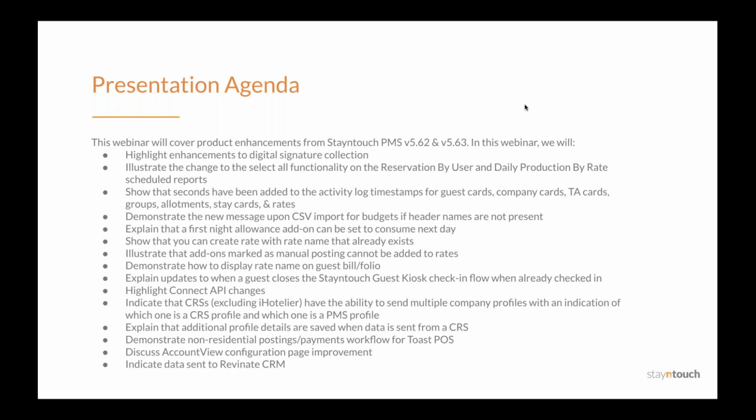in, highlight Connect API changes, indicate that CRSs, excluding iHotelier, have the ability to send multiple company profiles with an indication of which one is a CRS profile and which one is a PMS profile. Explain that additional profile details are saved when data is sent from a CRS, demonstrate non-residential postings / payments workflow for Toast POS, discuss account view configuration page improvement, and finally indicate data sent to Revenate CRM.